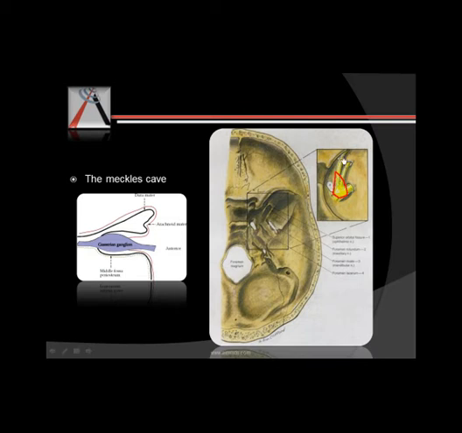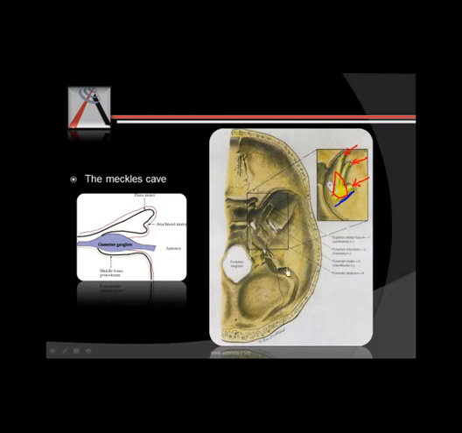The first branch, that is the ophthalmic nerve, enters through the superior orbital fissure. Here, the second branch, that is the maxillary branch, enters through the foramen rotundum. And the third branch, that is the mandibular branch, enters from foramen ovale. The motor branch does not join the nerves at this area intracranially. It enters the foramen ovale along with the mandibular nerve, and after exiting the cranial cavity, it joins the mandibular nerve to supply the muscles of mastication.